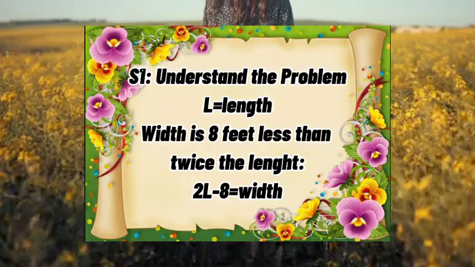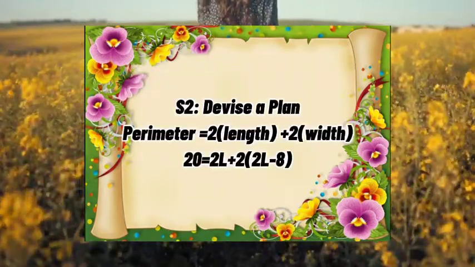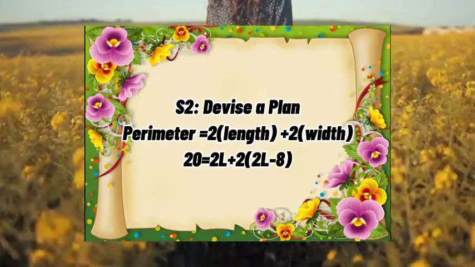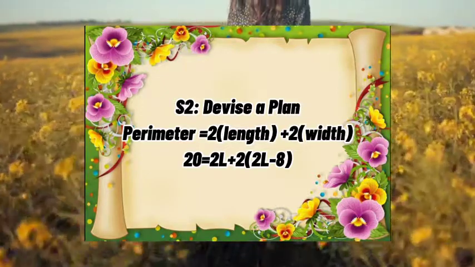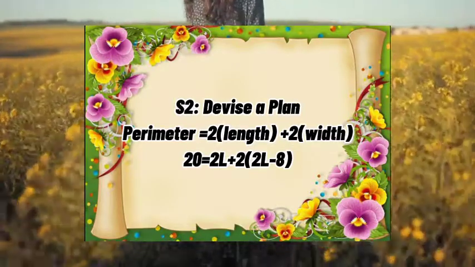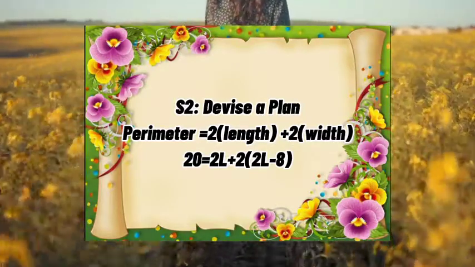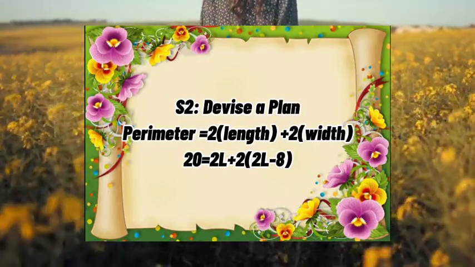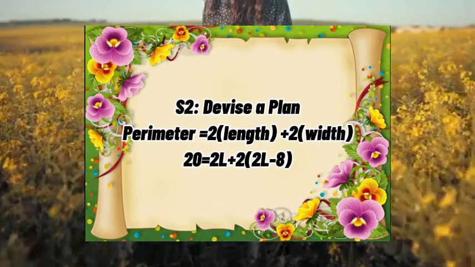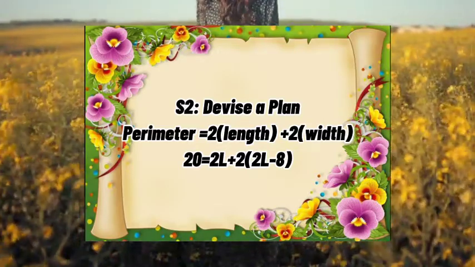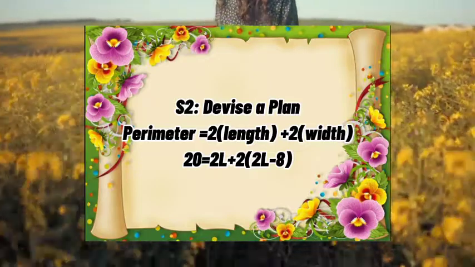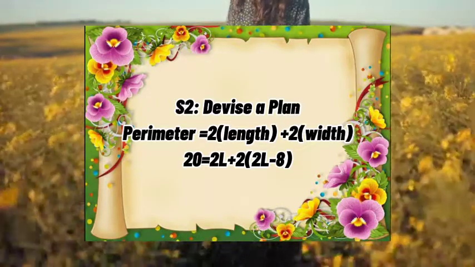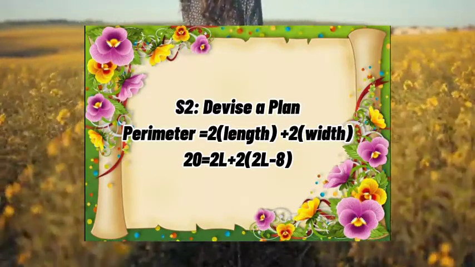Now that we understand our problem, we must devise a plan. The perimeter equals 2 times the length plus 2 times the width. So perimeter equals 20 equals 2L plus 2 times (2L minus 8). Now, where did we get that 2L? In our problem, it says that the width is 8 feet less than twice the length. That is why we must put 2L, or twice the length.